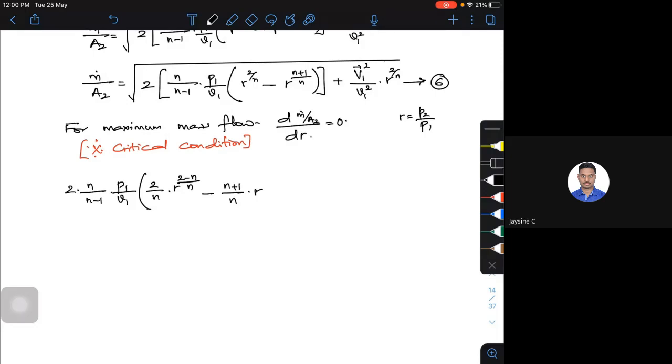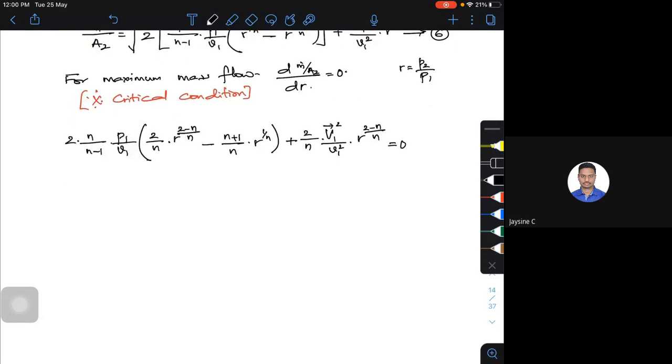This will become 1 by n. Okay, I'm simply writing it directly. Plus, that will be 2 by n into v1 square by small v1 square, into r to the power of 2 by n minus 1, times 2 minus n by n, is equal to 0. So this is what we have.